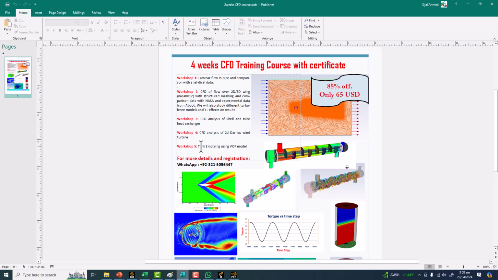And workshop number 5 is the multi-phase flow, where we are going to study tank emptying, when the tank is initially full and we have an orifice at the bottom. When we open the orifice, the tank will start to empty from the bottom. So we have the analytical solution for the time it will require to empty a tank, and then we will find out the time from the CFD and compare them.